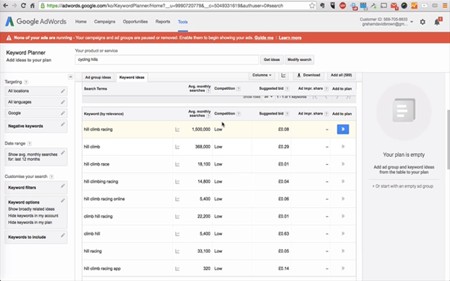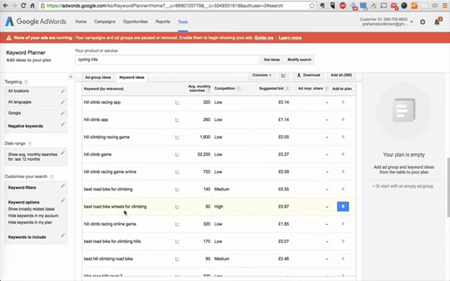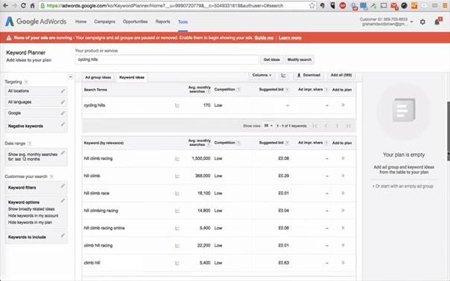Competition tells us the competition for that search term as per the advertisers. So for example, here the advertising competition is quite low for all of these search terms. But if we go down a little bit, we see here best road bike wheels for climbing got high competition. And that's because it's directly related to a product. So the companies who are selling road bike wheels are bidding for ad space for that particular search term. So there's high competition for that.